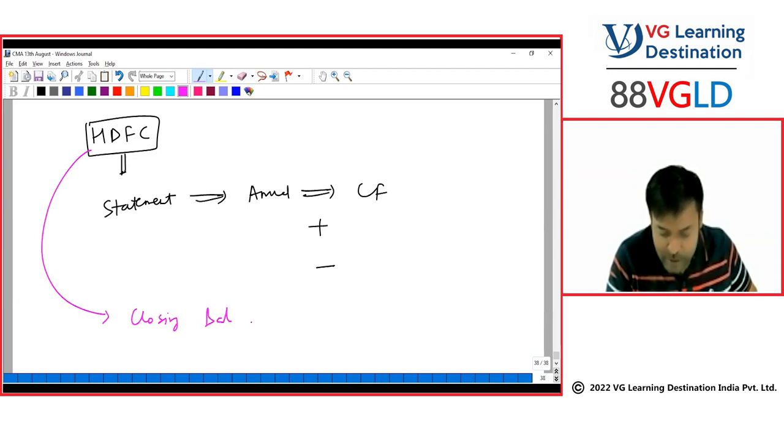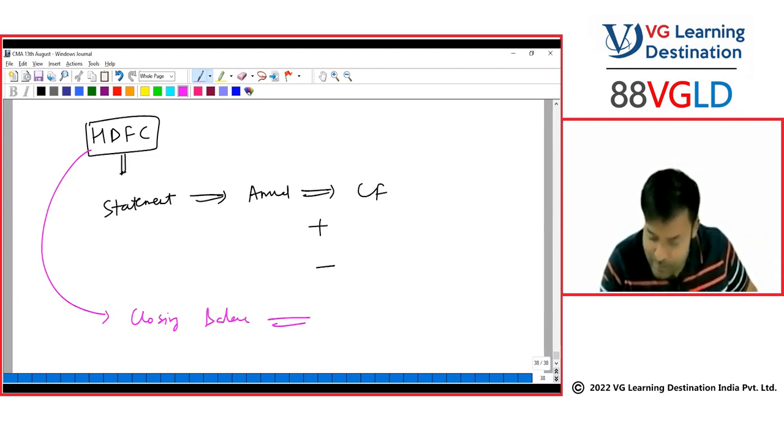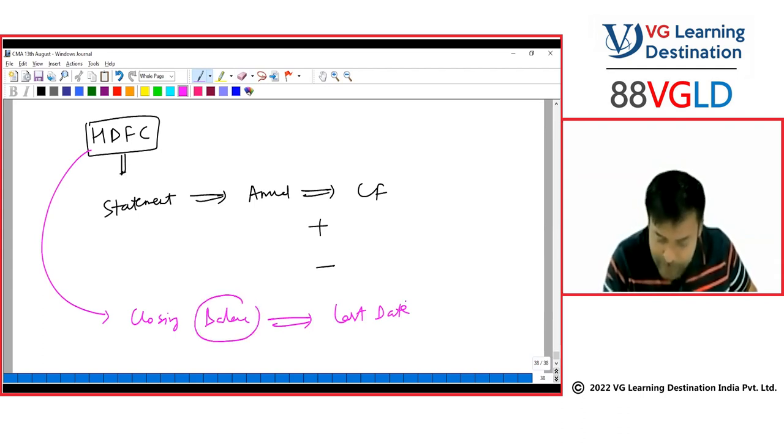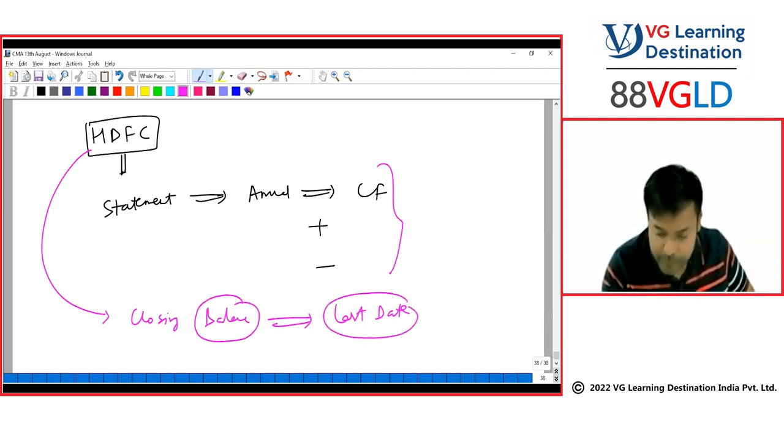That closing balance shows the position on the last date. So whenever it is the scenario of a balance, it is one date, but whenever it is a flow, it is for the full year. I hope it is clear.